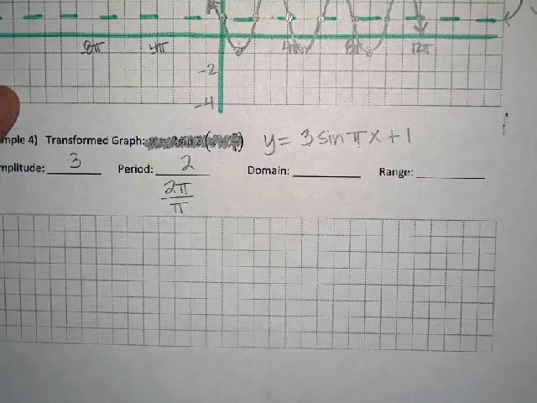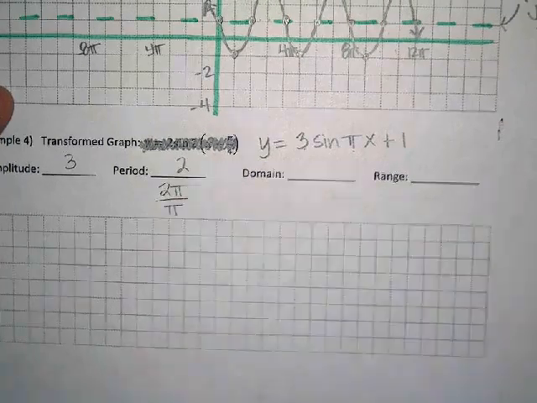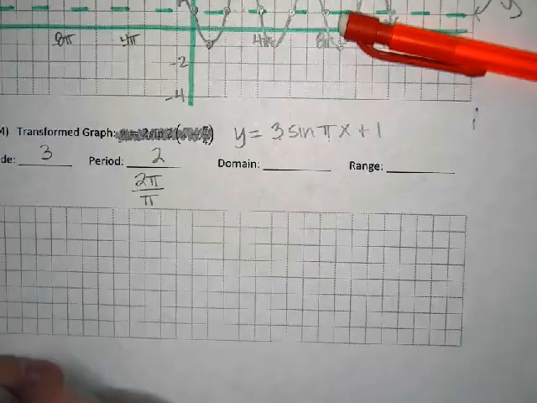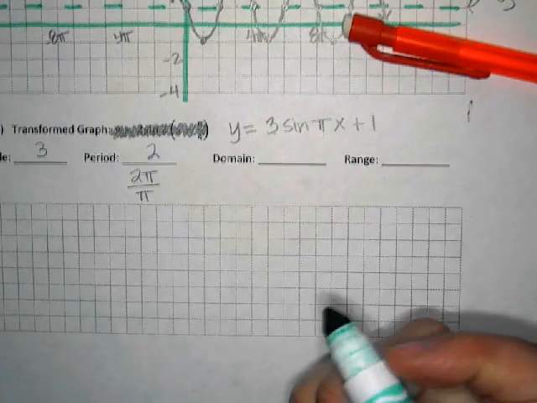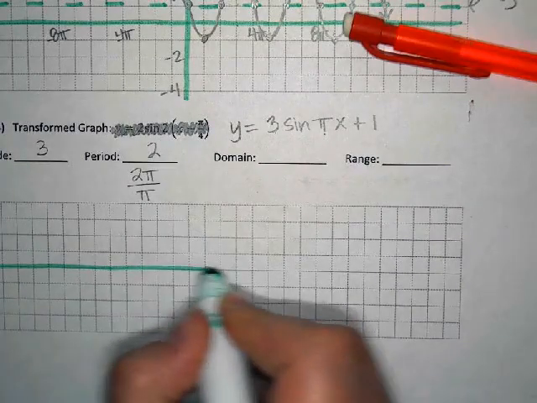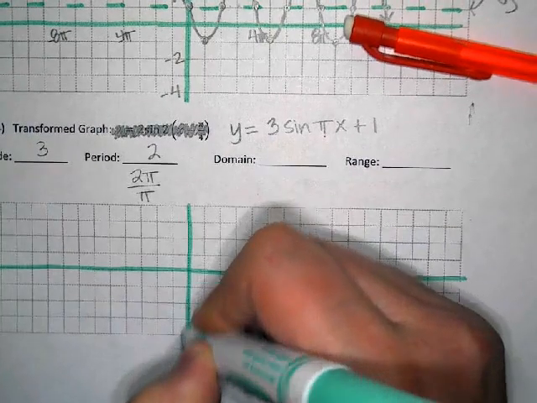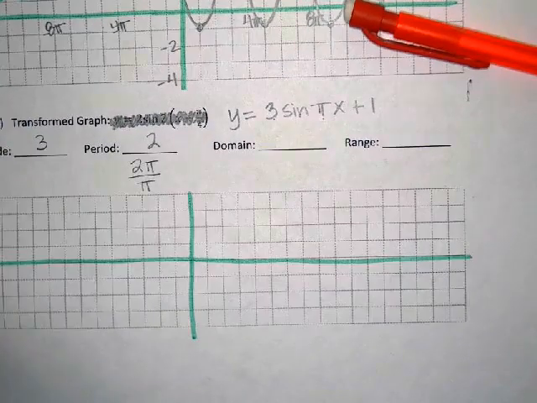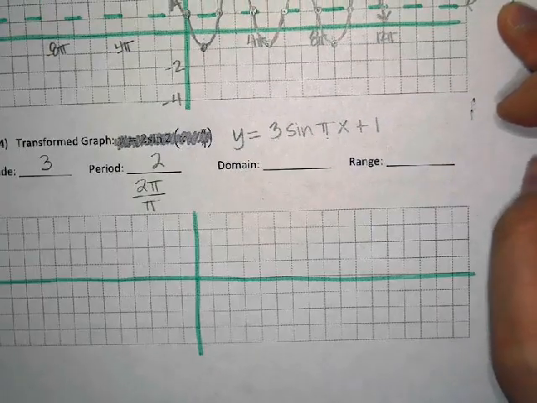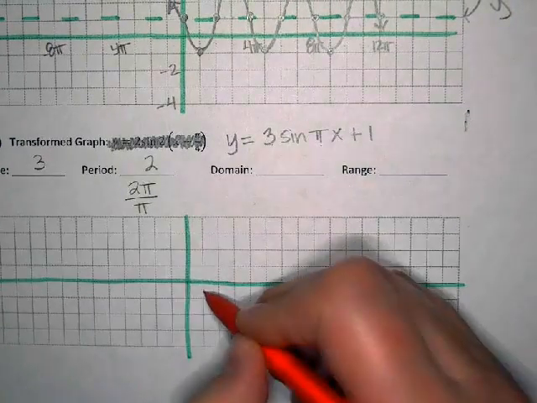I'm going to go ahead and draw my x and my y axis. You guys want 4 boxes, 8 boxes, or 12 boxes? 4? 1, 2, 3, 4. 1, 2, 3, 4. 1, 2, 3, 4.